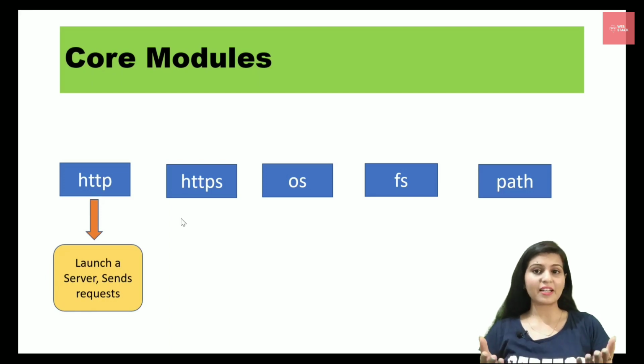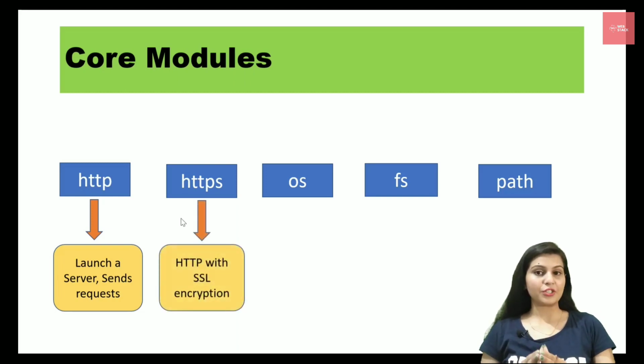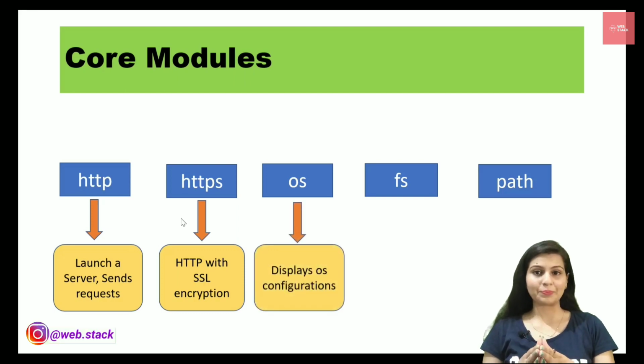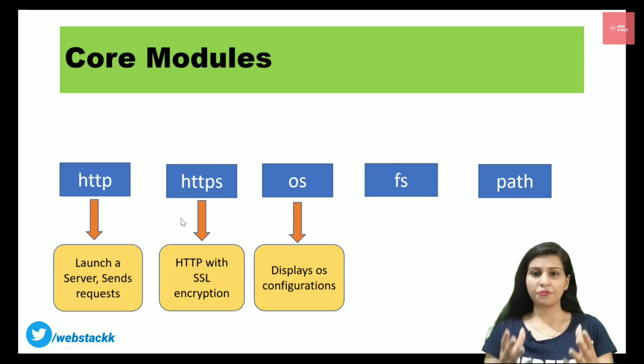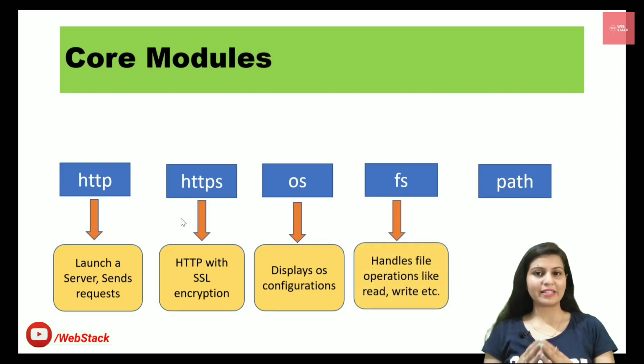So whatever the user is sending a request or requesting for some data, all that is handled by your HTTP. The other module is HTTPS, which is actually a secure version of HTTP. So S stands for SSL layer in that. And the third module that we have is OS, which stands for operating system. It will tell all the configurations of your operating system, like how much memory your system is having, what is the free memory, and what is the total memory, and all that kind of stuff it will be telling you.